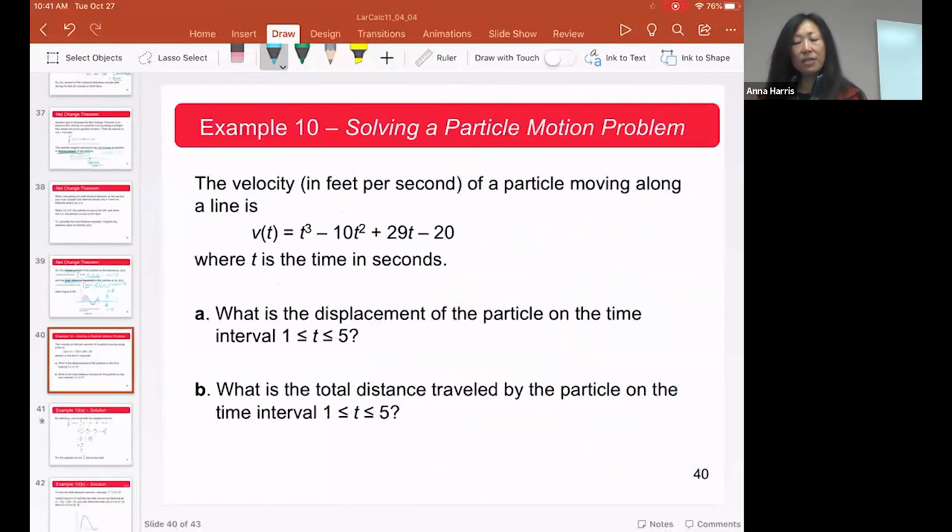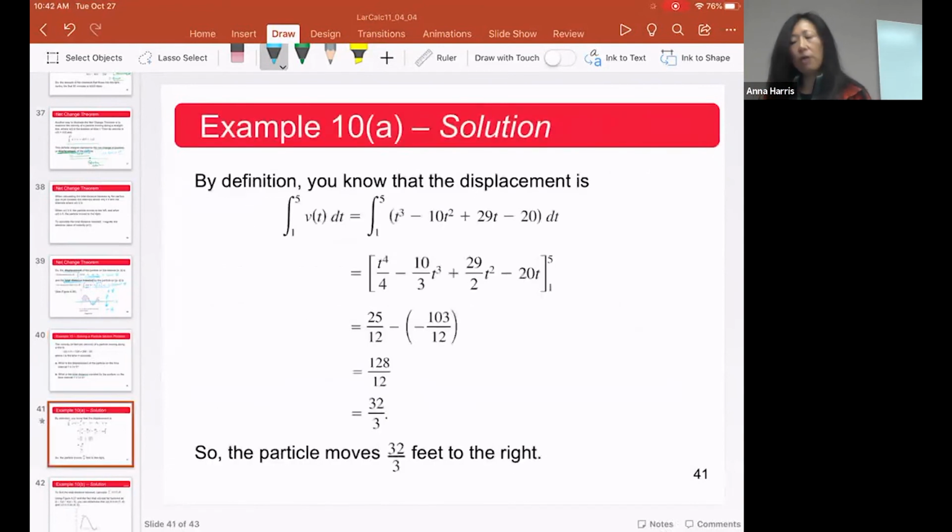So this problem is a great problem. t to the third minus 10t squared plus 29t plus 20. Okay, they were asking you, what is the displacement of the particle on the time interval 1 to 5? And what is the total distance traveled by the particle on the interval 1 to 5? So that will give you great answers. Okay, so you're looking at this.